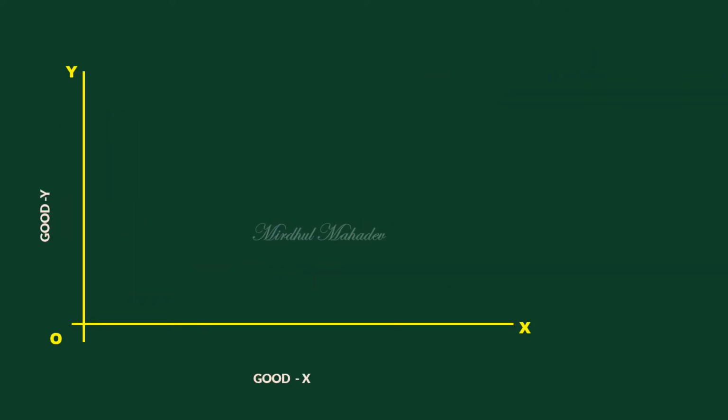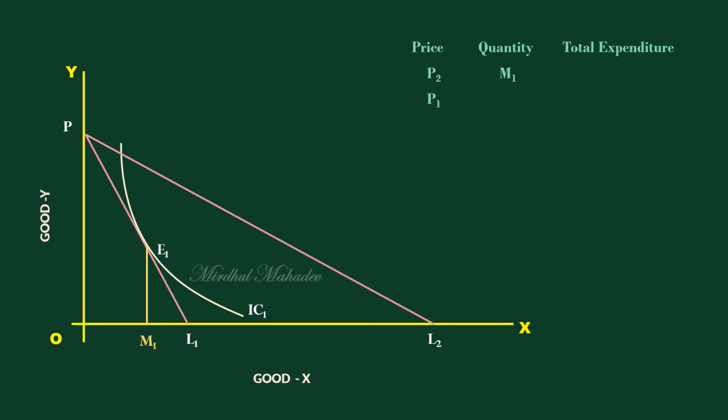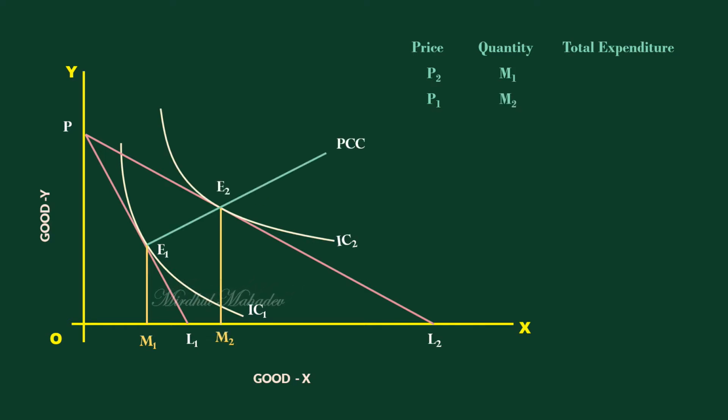See this graph. The price line PL1 represents P2 price of good X. The consumer buys M1 quantity of good X. After a fall in the price to P1, the price line becomes PL2. The consumer buys M2 units of good X. After a fall in price, the consumer buys more. At P2 price, the consumer spends Pn2 on good X. At P1 price, he spends Pn1 on good X.